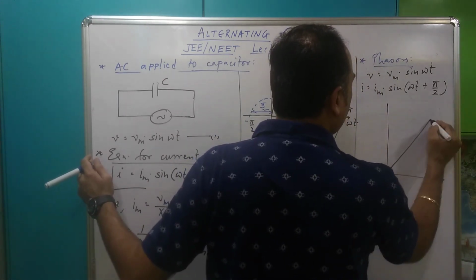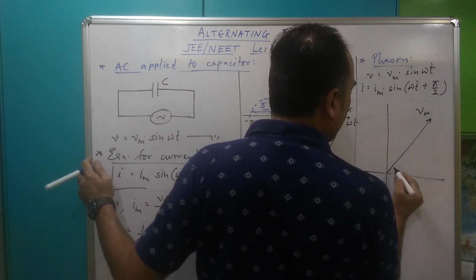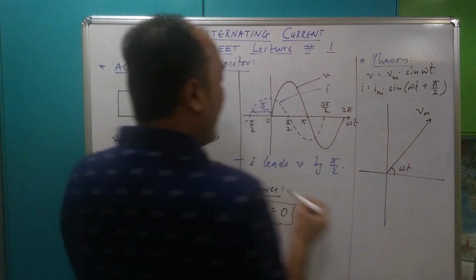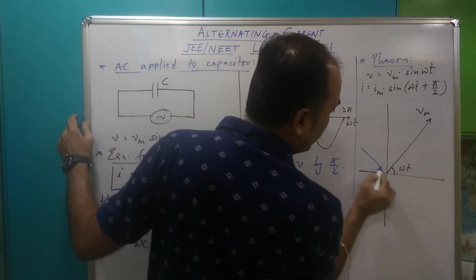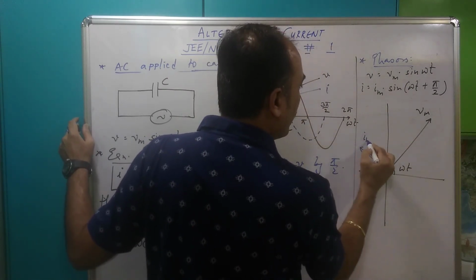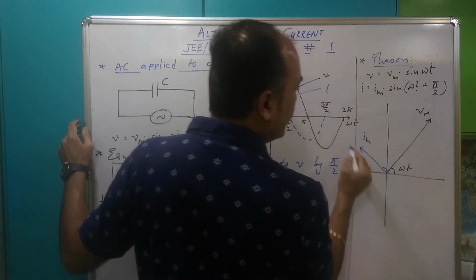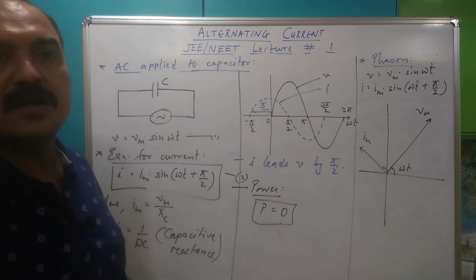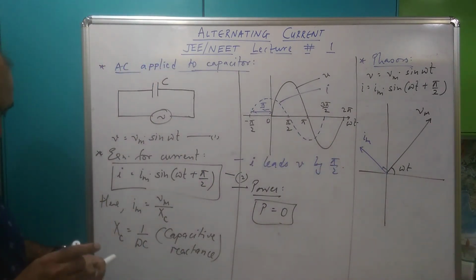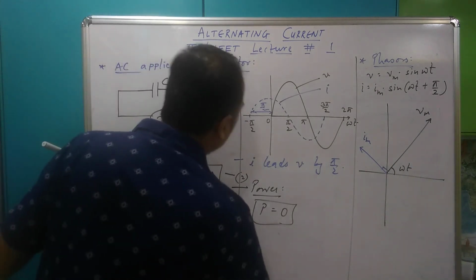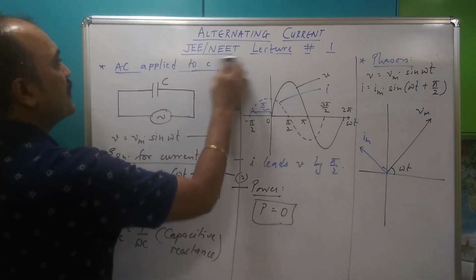This is voltage, making angle omega t. And current is leading, so current will be somewhere here, Im, and the angle between current and voltage is pi by 2. So this was the phasor diagram for capacitors, and let's go to the RLC series circuit.